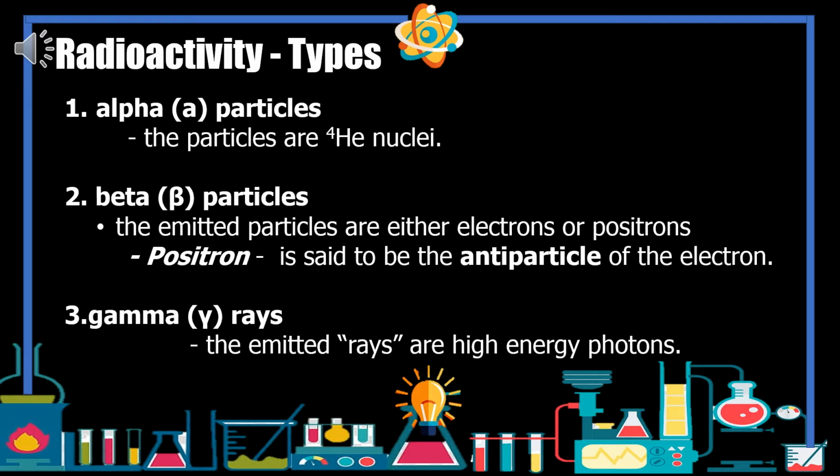Beta particles, on the other hand, are emitted electrons or positrons. A positron is a particle similar to the electron in all respects, except that it is positively charged. That is why it is called the antiparticle of the electron. The symbol e minus or e negative is used to designate an electron, and e plus or e positive designates a positron. Lastly, gamma rays are emitted rays that are high-energy photons.